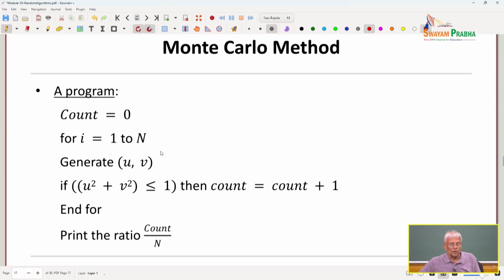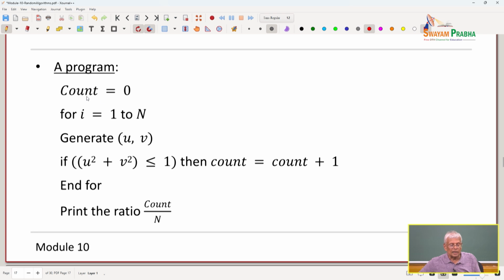all about. So here's a pseudo program. Count is 0. For I equal to 1 to capital N, where capital N can be a million, generate the pair u comma v. If u square plus v square is less than 1, count is equal to count plus 1. That means the number of points lying inside the quadrant goes up by 1. You repeat this n times. When you get out, the value of the count divided by n is the estimate of the measure of pi by 4.